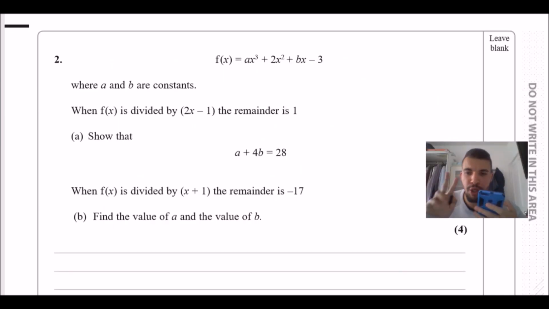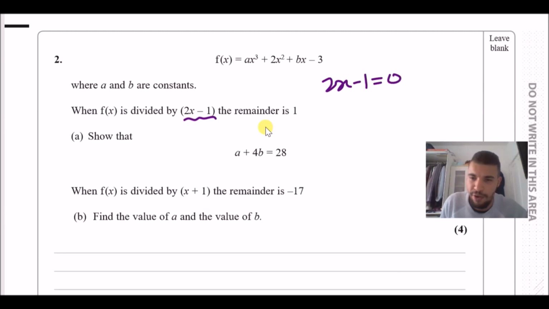Okay guys, number 2. So we're given a function which is a cubic and it has a and b in it, which are unknown. Now it tells us when this function is divided by 2x minus 1, the remainder is 1. Now what this tells us exactly is that when you divide it by a linear term, when you set this to 0 and you solve to find the value of x, which comes out to be a half, you would plug this half into this function and it should equal 1 because that's what the remainder would be. So let's do that right now.